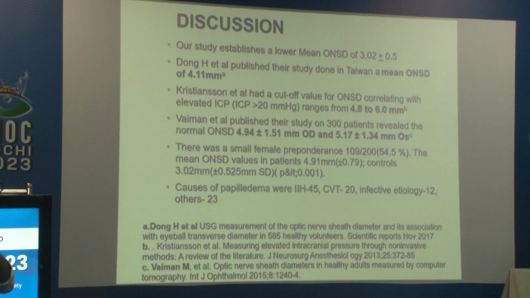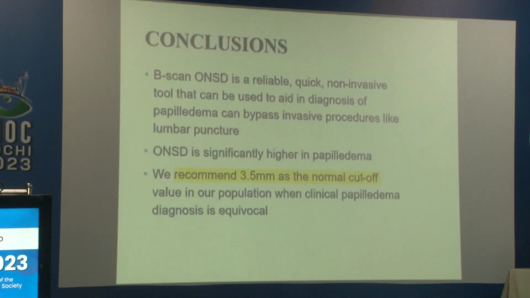In our discussion, other studies were conducted by Dung H in Taiwan with a mean ONSD of 4.1 mm. Christiansen had conducted a study which also had an ONSD range of 4.8 to 6 mm. Wyman et al. had conducted a study on 300 patients with normal ranges of ONSD of 4.94 and 5.17 mm. So the conclusion was, for B-scan ONSD we recommend 3.5 mm as a normal cutoff value in our population when clinical papilledema diagnosis is equivocal.